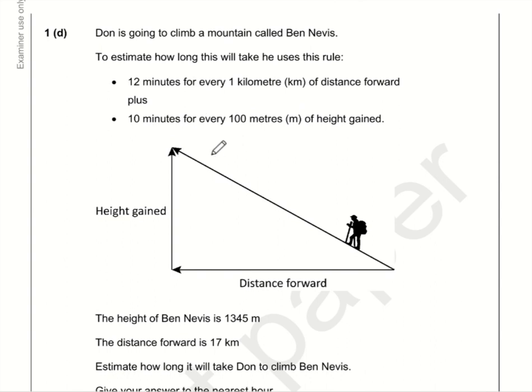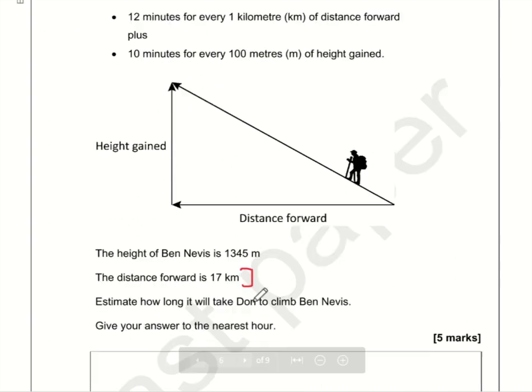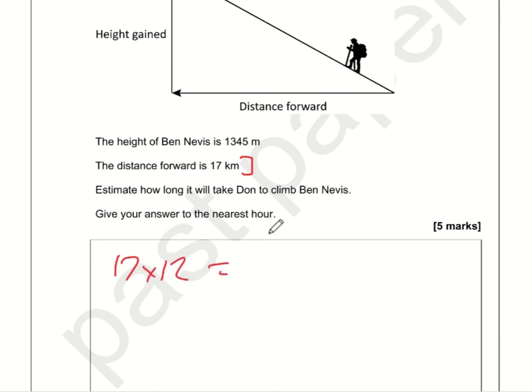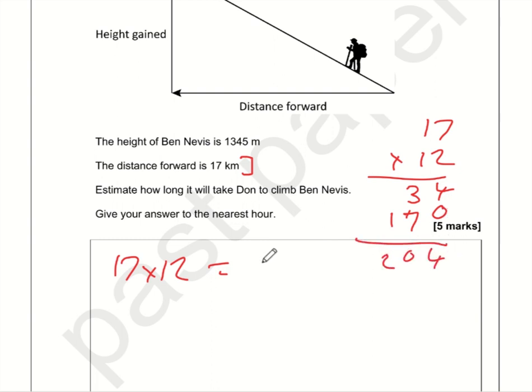So it's 12 minutes per kilometre for distance forward. And the distance forward is 17, so that's going to be 17 lots of 12 minutes. So let's just work out what 17 times 12 is. 2 7s are 14, carry 1. 1 times 2 is 2 plus 1 is 3. This is the 1 of 10, so put in a 0. 1 times 7 is 7, 1 times 1 is 1. Add these two together, so that is 4, 0, 2. So 204 minutes. So that is for the forward.